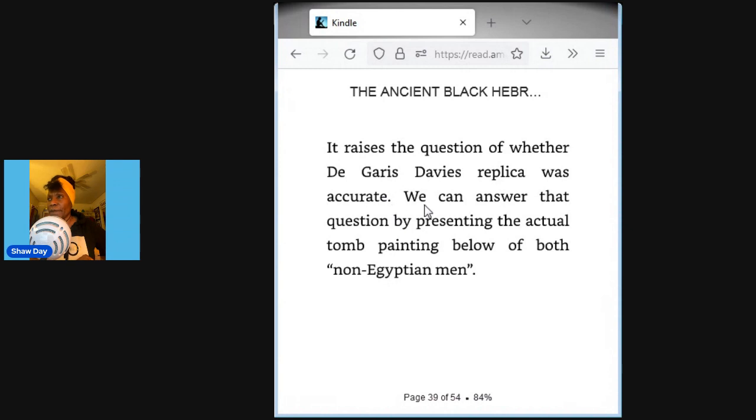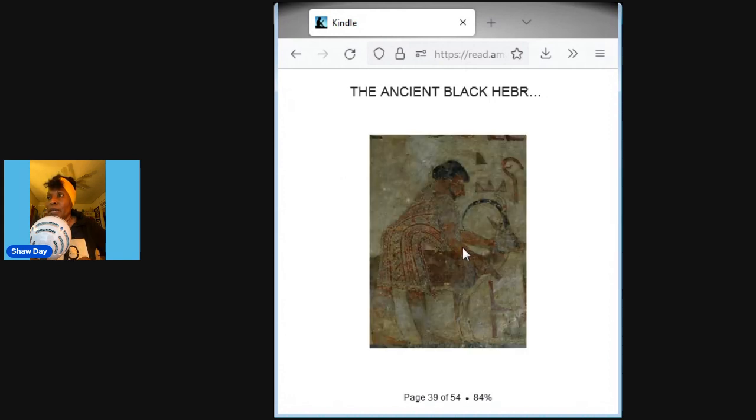Did he go on to say, we can answer that question by presenting the actual tomb painting below of both Asiatic men? There you go. This is the original painting. So Davies was correct, closer than Lepsius. So the first painting was really off. The first painting was clearly lightened by the painter or the artist.